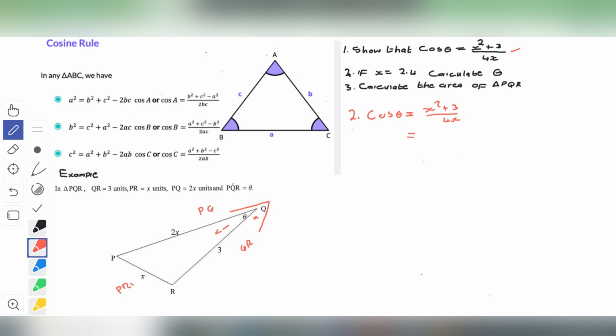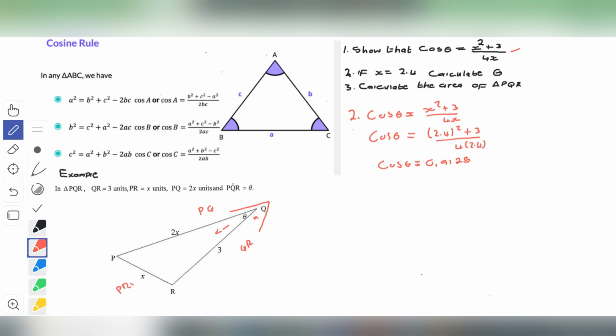So now if we solve for theta, cosine of theta is equals to, where we see x, we're going to replace it with 2.4, right? So it's going to be 2.4 squared plus 3 all over 4 into 2.4, right? Therefore, the cosine of theta is going to give us 0.9125, right?